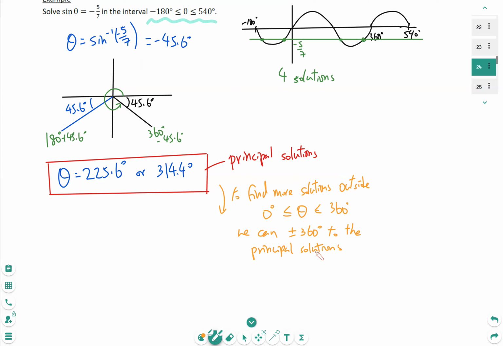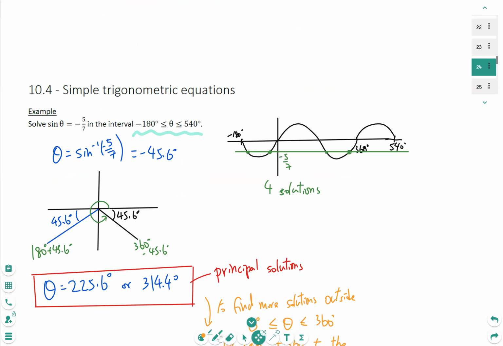Now, why 360, you may ask? Because every 360 is one cycle. Therefore, if you add or subtract 360, you're finding a different cycle. For example, in here.